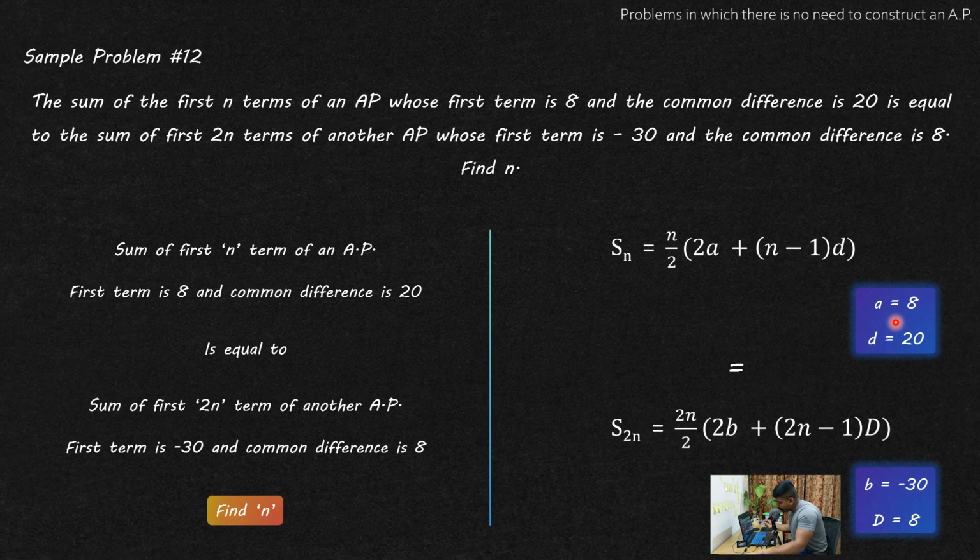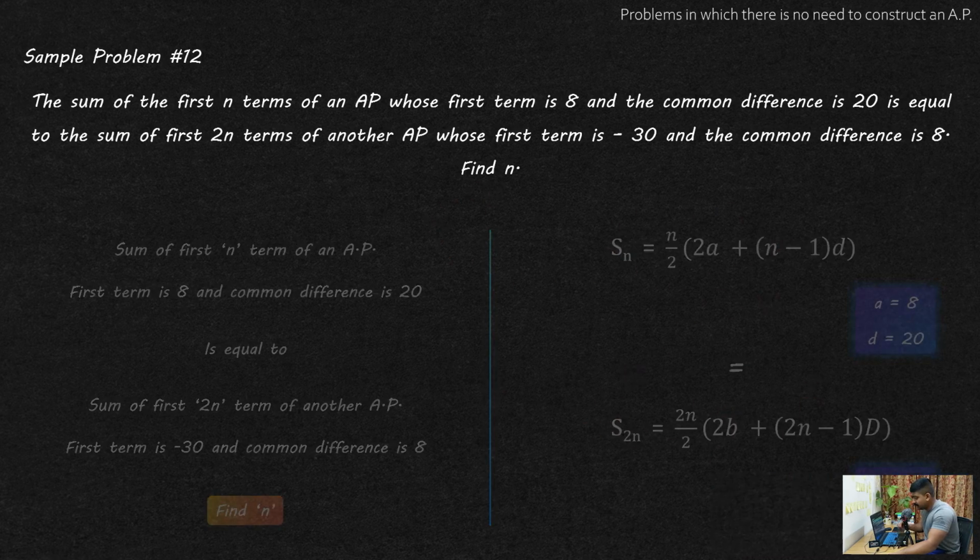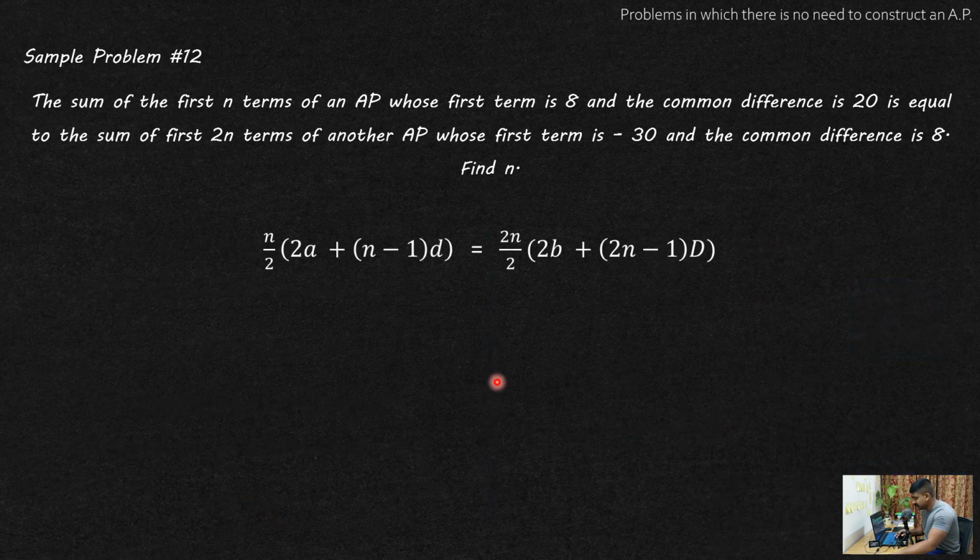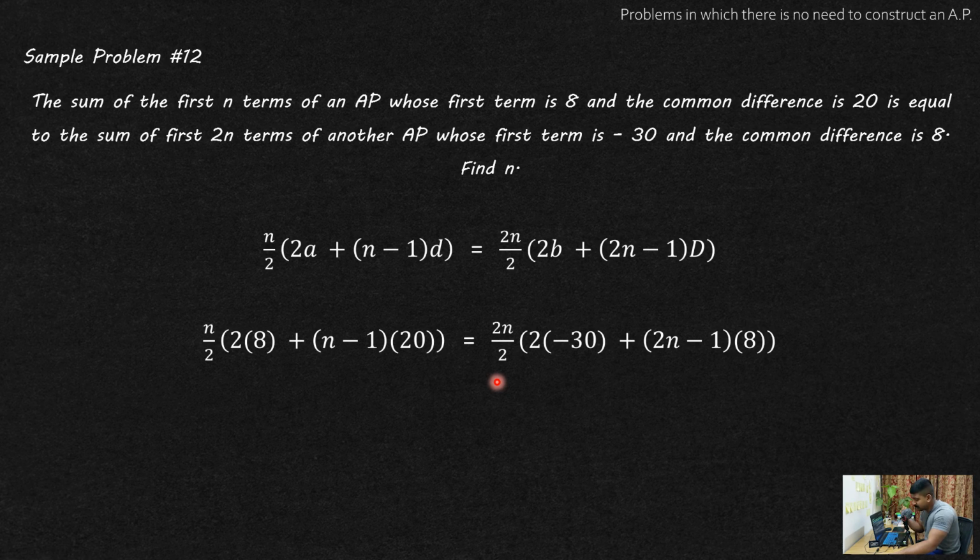Now I believe you know what to do next. You have to substitute the values of known quantities and then equate these two expressions. After equating these two expressions and then substituting the values of known quantities, you can simply find the value of n. That will come out to be equal to 11.